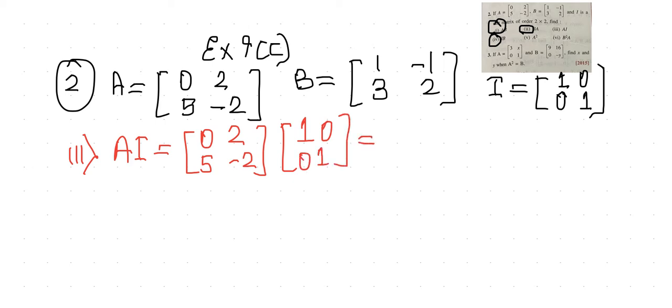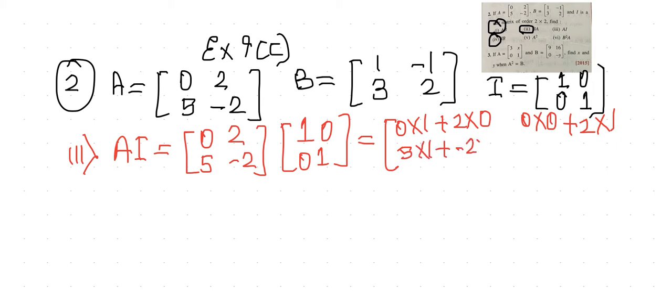So when you go for multiplication, children, how much does this become? This is 0 into 1 plus 2 into 0. Okay, and then here we will be having 0 into 0 plus 2 into 1. What about here, children? This will be equal to 5 into 1 plus minus 2 into 0, and then I will be having 5 into 0 plus minus 2 into 1.